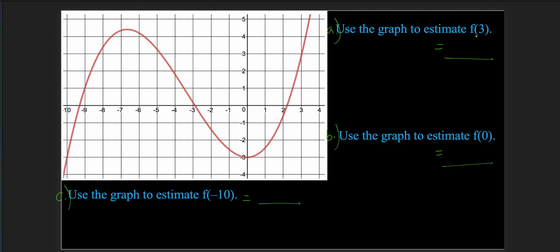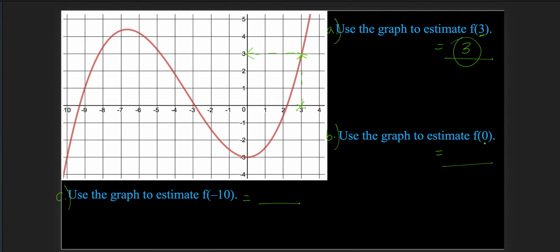Okay, so first estimate f of 3. So we have 3 in the x spot, so we go to 3 on the x-axis, positive 3, and we're going to go up because that's where our graph is, see where that hits right here, and read where that is on the y-axis, and it happens to be 3 as well. So 3 is the answer.